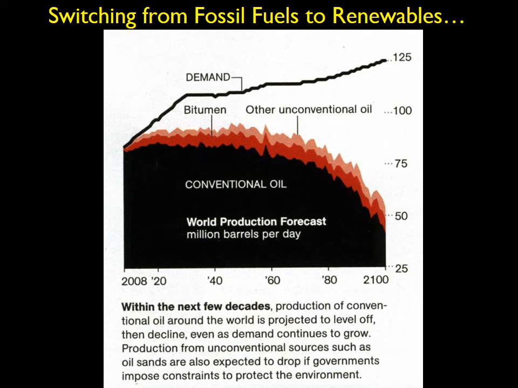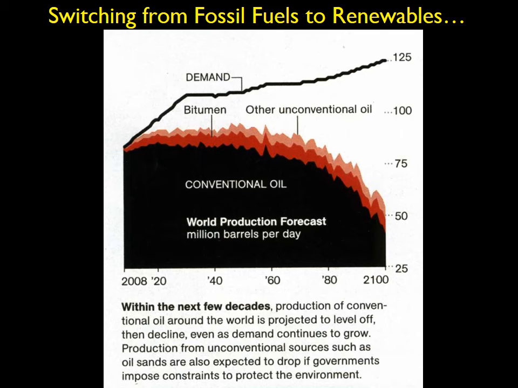So switching from fossil fuels to renewable energy is not a question of if, it's a question of when, because we know that coal is declining, we know that oil is declining. How are we going to get our energy? And I'll just show you an example. So again, what we know is that when resources become more and more scarce, they become more expensive.